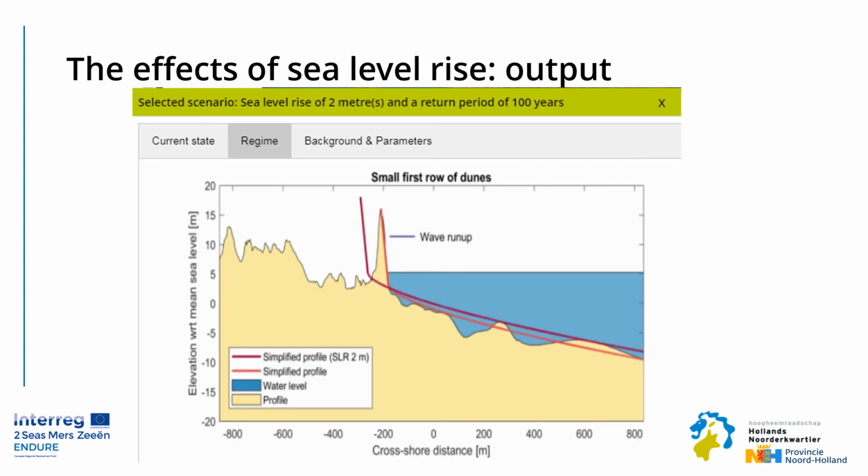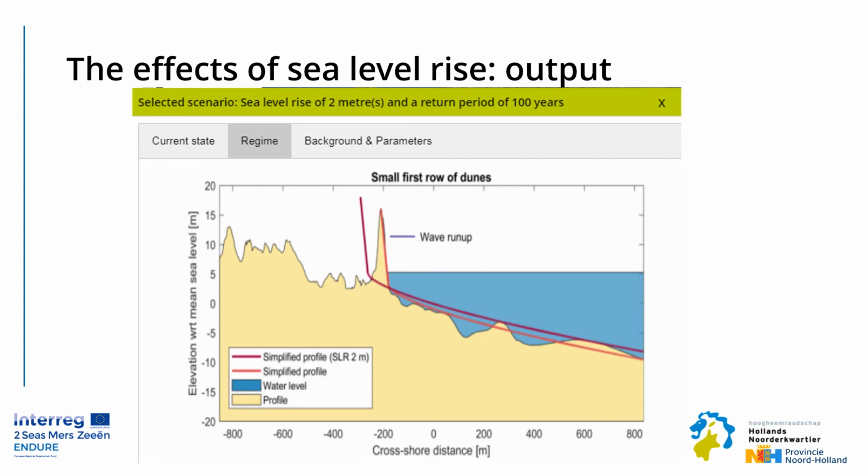This graph shows the output of the sea level rise tool. In this scenario, a sea level rise of 2 meters and a return period of 100 years have been selected, which is indicated in the green bar. Under normal conditions, without sea level rise, a dune is in a certain state in which the seawater remains at a certain level, and the dunes have a specific profile.